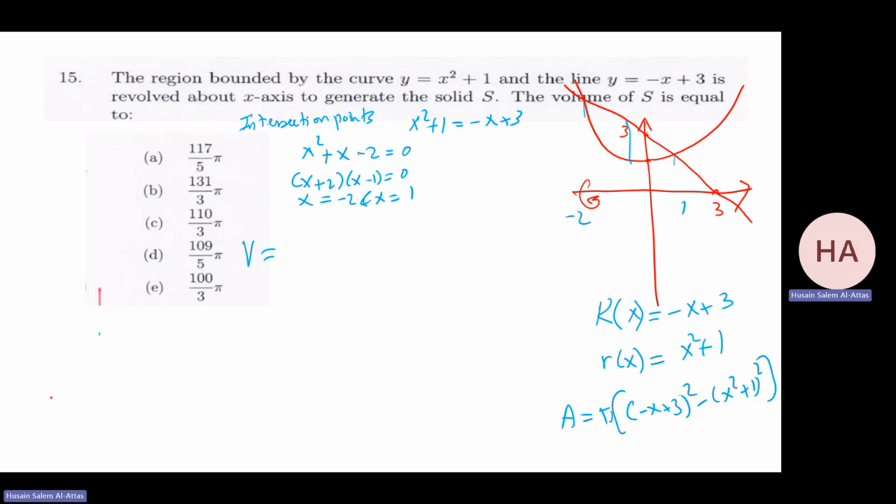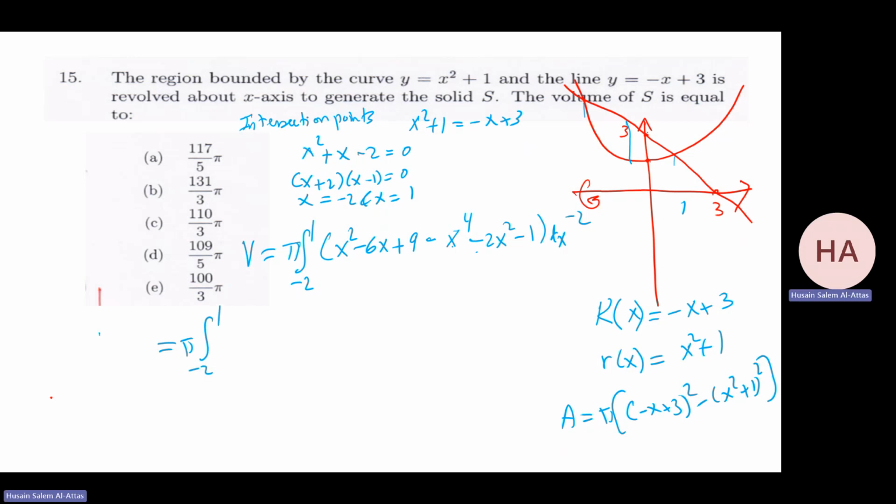Okay, let me do the calculation. Yeah, it seems to be a lengthy calculation, which is okay. I have pi, from minus 2 to 1. Open this. I have x squared minus 6x plus 9 minus x to the power 4 minus 2x squared minus 1, from minus 2 to 1.